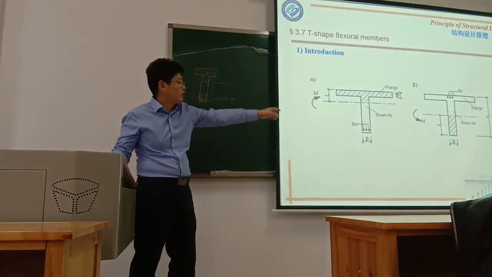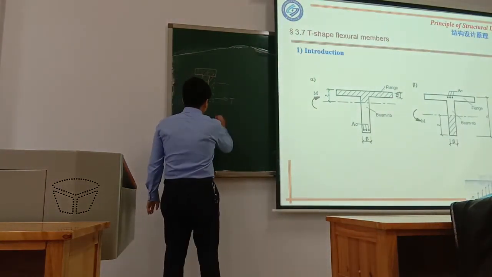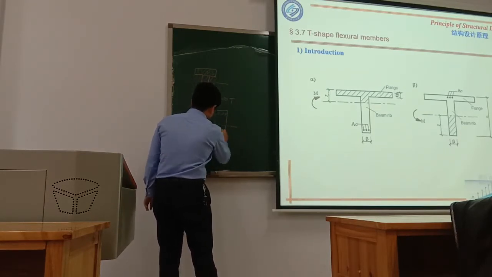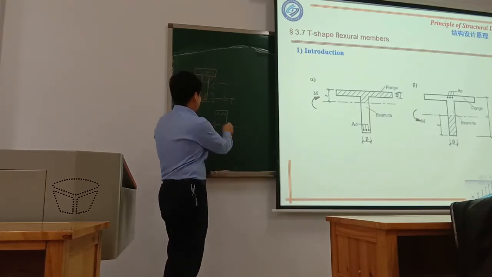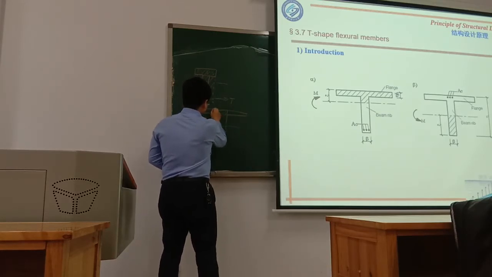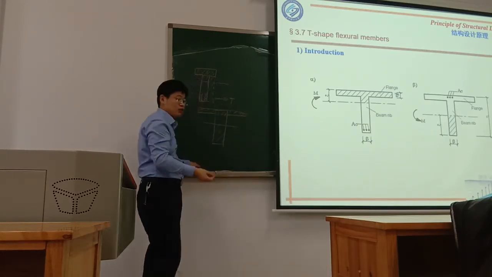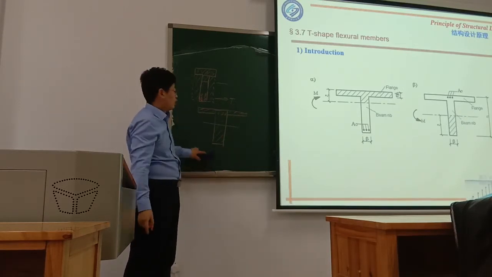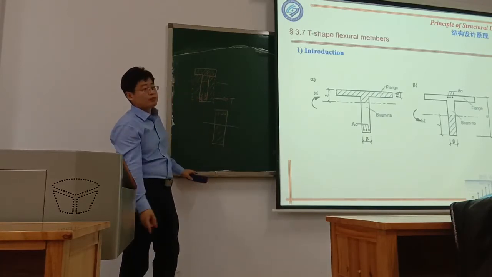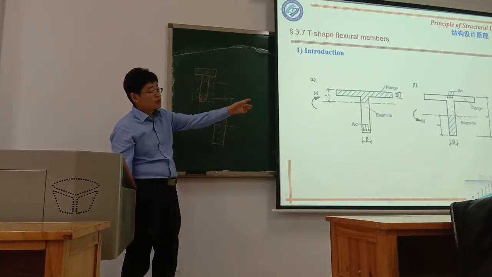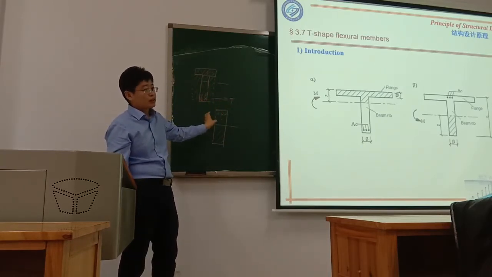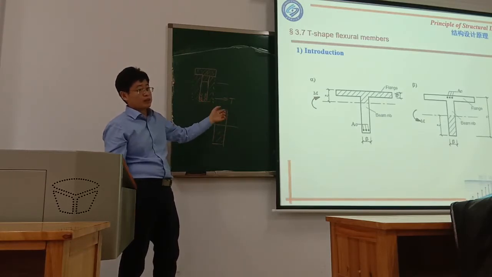So for this solution, it's just like this. We don't consider this part actually. So this flange has no use for this situation. It just works like this rectangular shape. So although it looks like a T shape, actually it works like the rectangular. The formulation actually is similar.